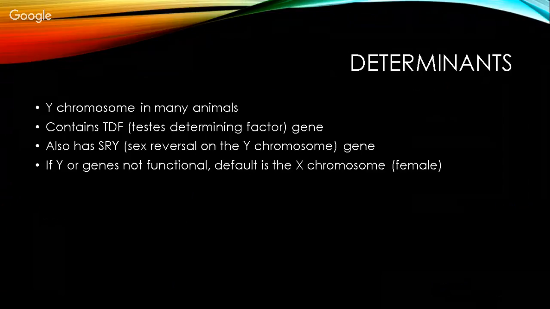Determinants for all this: the Y chromosome in many animals. It gets a little more complicated in some insects and other things. The other determinants of sexuality, in a broad way, would be the testis-determining factor. In a lot of animals, that seems to be the gene that determines whether the individual is male or female. And then there's the sex-reversal Y chromosome gene, which is actually in the same region of the chromosome, but I believe it is a separate gene.